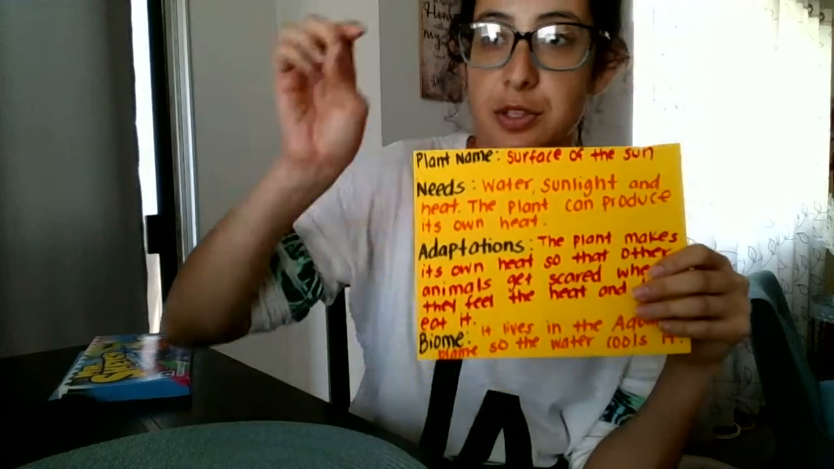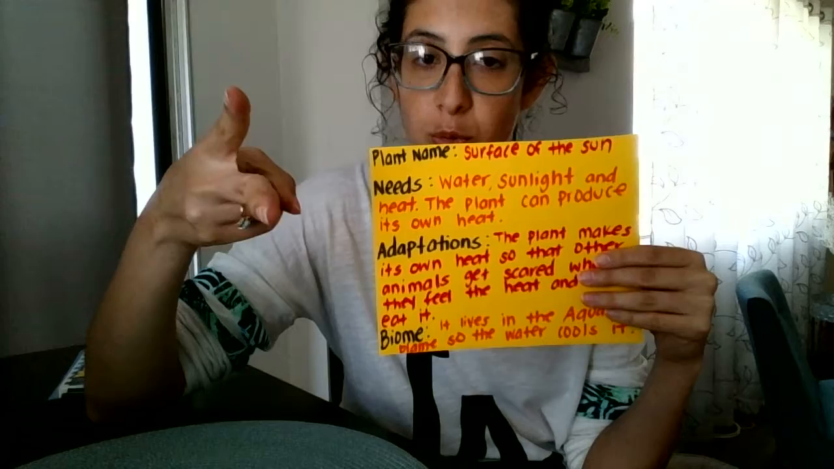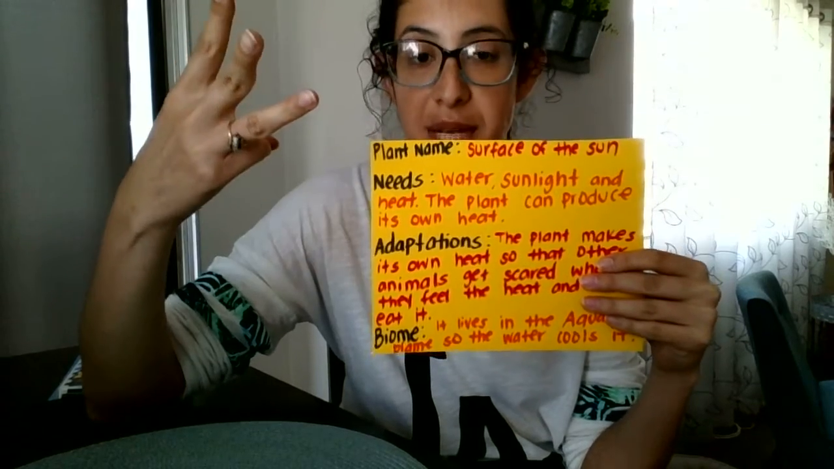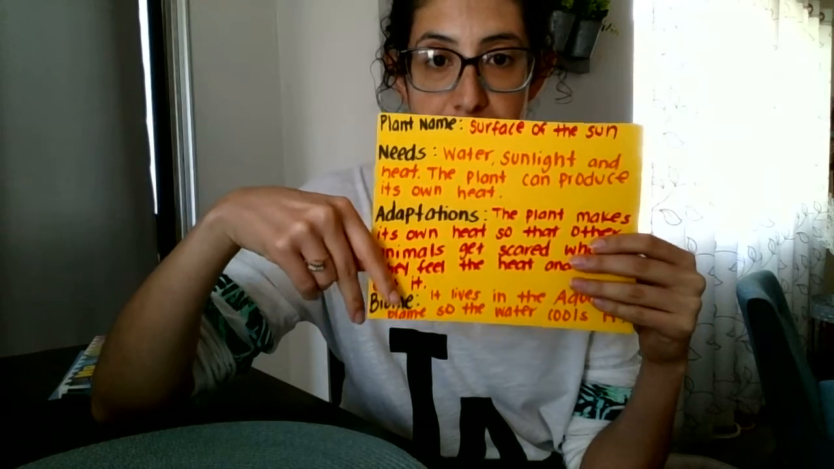Now we come back to the part where you had to make a fact sheet, where you recorded everything that we need to know about the plant that you found, the plant that you created. So here we go. Here's my fact sheet. I said that you had to have a plant name. What does your plant need? The adaptations, that's the most important part, and then the biome that it lives in, okay?